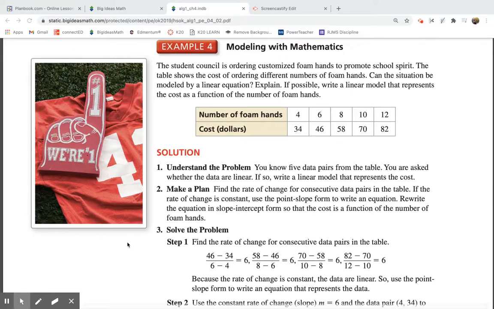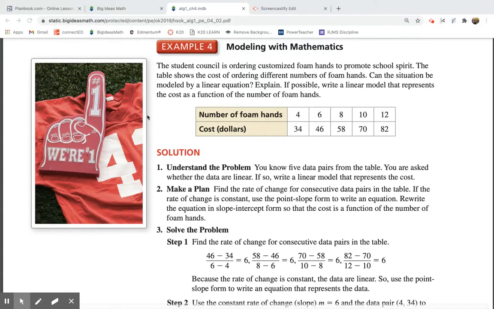All right, example 4 says the student council is ordering customized foam hands to promote school spirit. The table shows the cost of ordering different numbers of foam hands. Can the situation be modeled by a linear equation? Explain. If possible, write a linear model that represents the cost as a function of the number of foam hands.